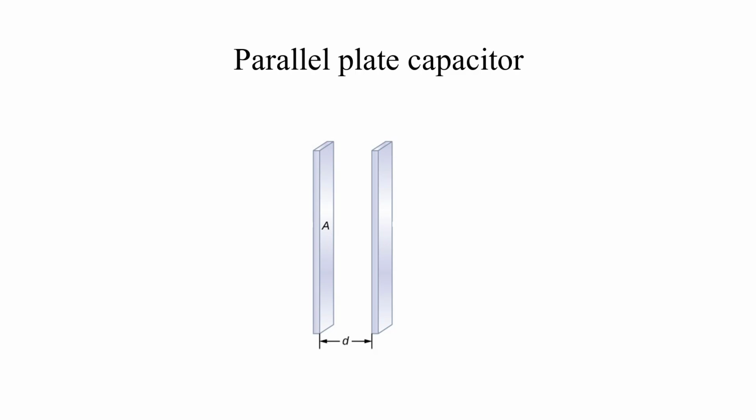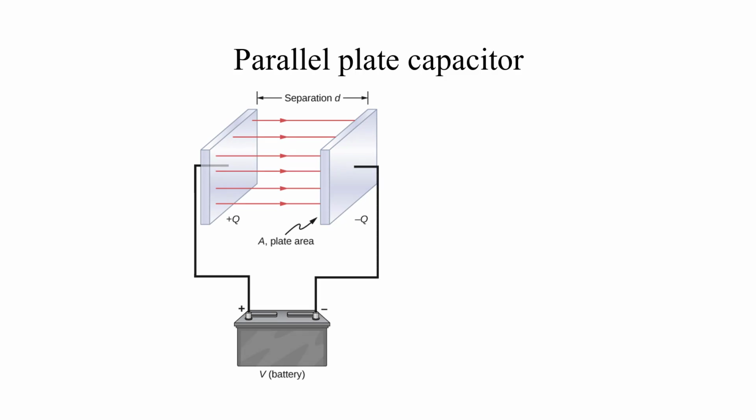A parallel plate capacitor consists of two parallel plates with area A and separation distance D. When we connect this capacitor to the battery, it starts storing charge and energy. The capacitance C of the capacitor is defined as the ratio of the maximum charge Q that can be stored in the capacitor to the applied voltage V across its plates.